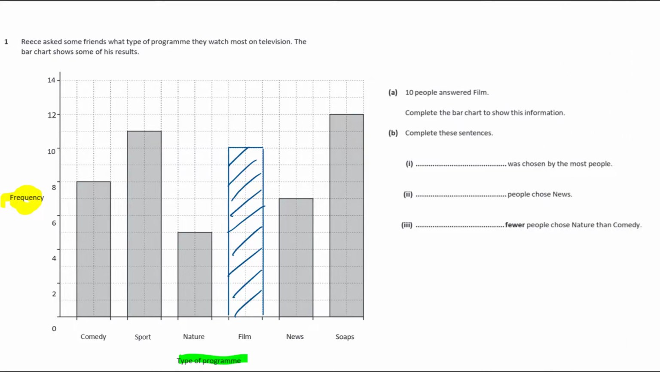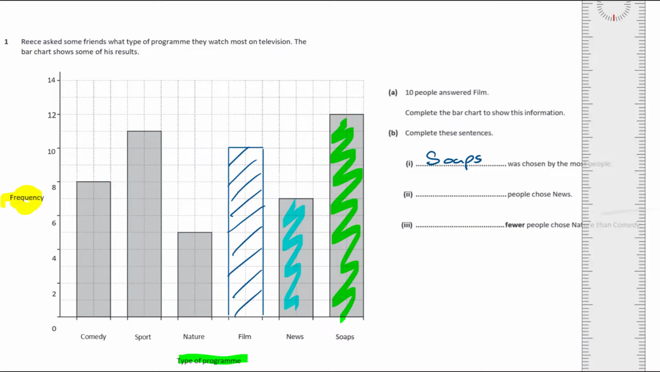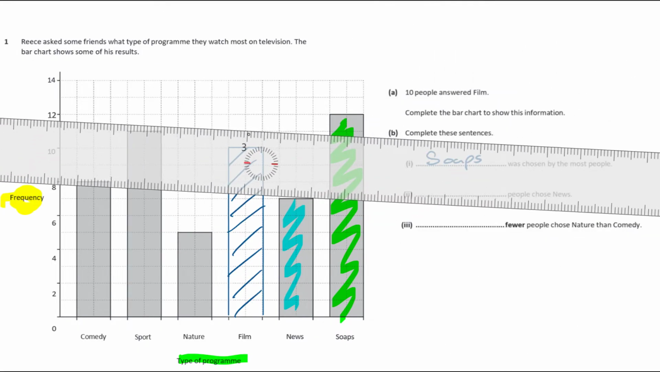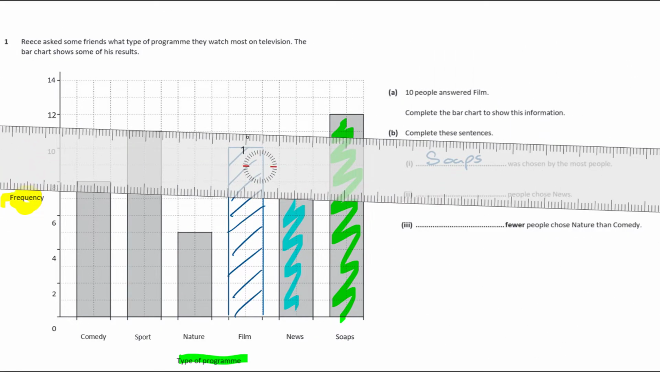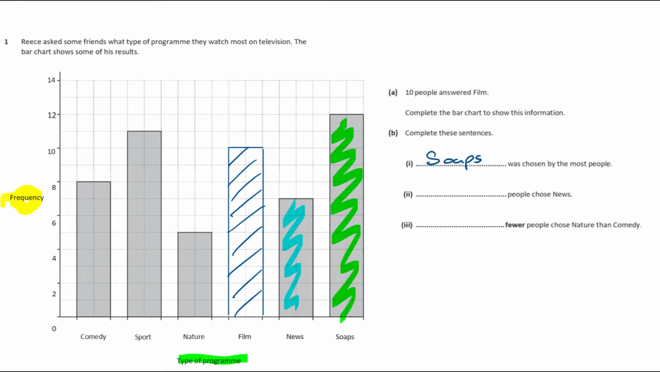So the next part says complete these sentences. Blank was chosen by the most people. Well, the most people is this bar on the end here, isn't it? This one. That's the most, which is soaps. Blank people chose news. So how many people chose news? Well, news is this bar here, and if I read across from the top of the bar, that's 7, isn't it? Okay, so 7 people chose news.